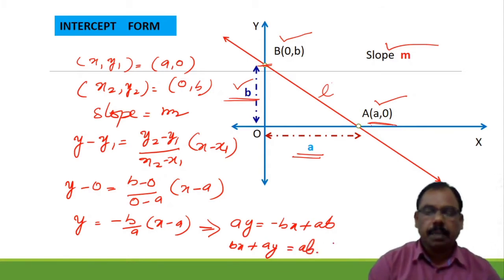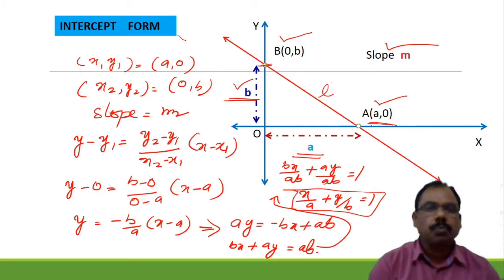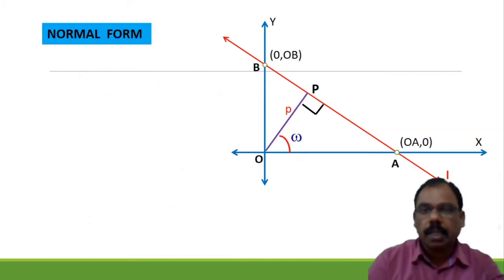Dividing throughout by ab, we get bx divided by ab plus ay divided by ab is equal to 1, or x by a plus y by b is equal to 1, which is the required equation. Hence, the intercept form of the equation of a straight line is x by a plus y by b is equal to 1. Let us consider a line L which is at a distance of p units from the origin.